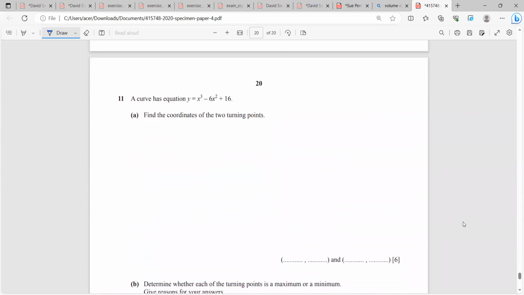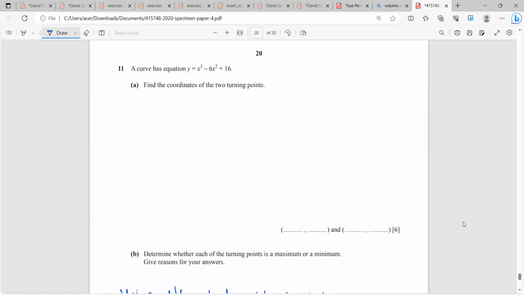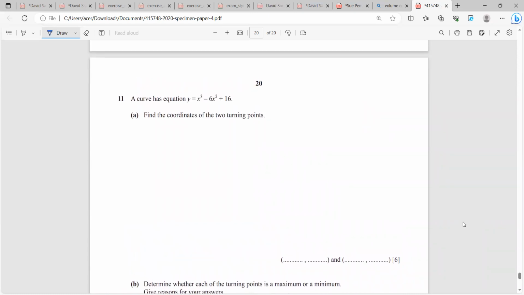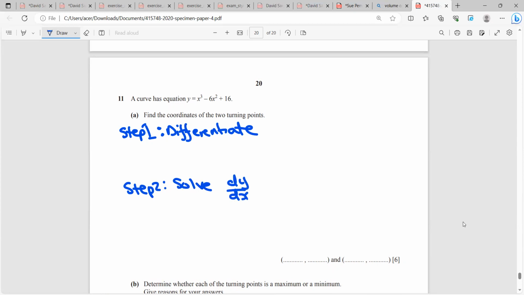So now let's look at this one. This is a typical question from the past paper, and we're going to implement our 2 steps. So step 1 is to differentiate. And then step 2 is to solve dy/dx equals 0, and then you get the coordinates of the turning point. So let's quickly do that.